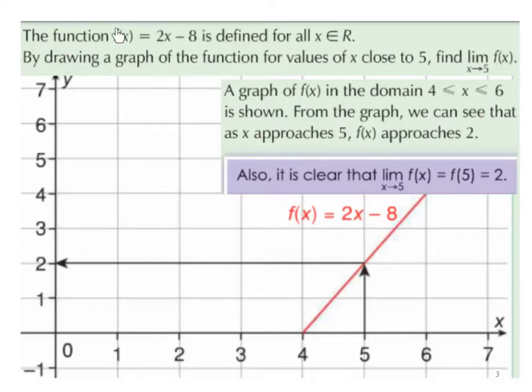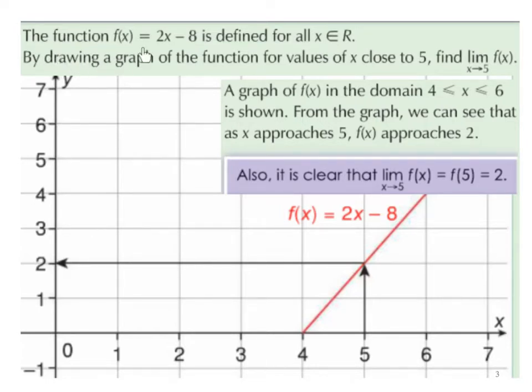The function f of x equals 2x minus 8 is defined for all x values elements of the real number set. So x ∈ ℝ stands for x values that are elements of the real number set. And a reminder that real numbers are all numbers on the number line. So for example, positive numbers, negative numbers, fractions, decimals, whole numbers.